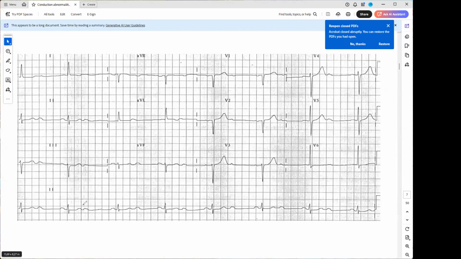And then I looked at the heart's axis. So lead 1 is positive and AVF is negative. So that would be left axis deviation, around minus 30 and 0, between these two. So it's not an extreme left deviation, that's only a left deviation.